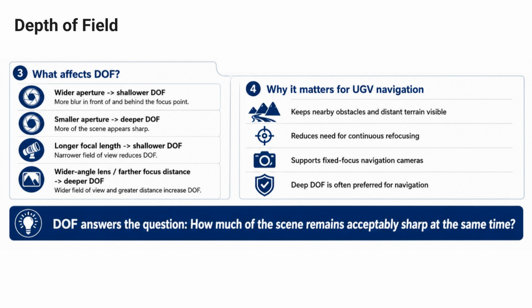Here we explain the main factors that affect depth of field. A wider aperture creates a shallower focus range, while a smaller aperture keeps more of the scene sharp. Longer focal lengths usually reduce depth of field, whereas wide-angle lenses and greater focus distances increase it. For vehicle navigation, this is important because the camera must clearly show nearby ground, mid-range obstacles, and distant terrain. That is why a deep depth of field is generally preferred for fixed-focus navigation cameras.